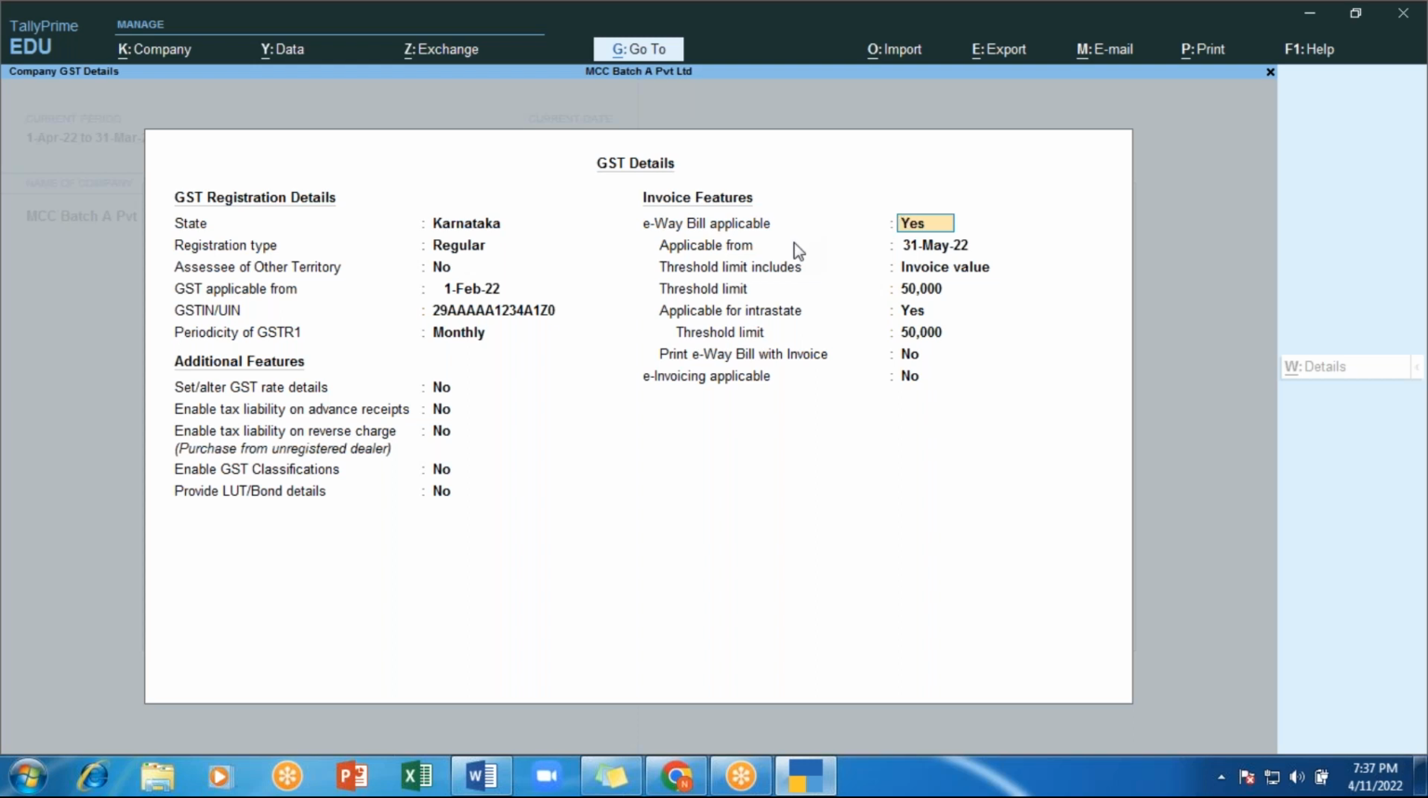Suppose I'm making a sale. When I'm making a sale, I want to send my goods to the purchaser, the one who is purchasing from me. I'm making a sale, there is a buyer, and to his place I have to send the goods. So I'm arranging transportation facilities.